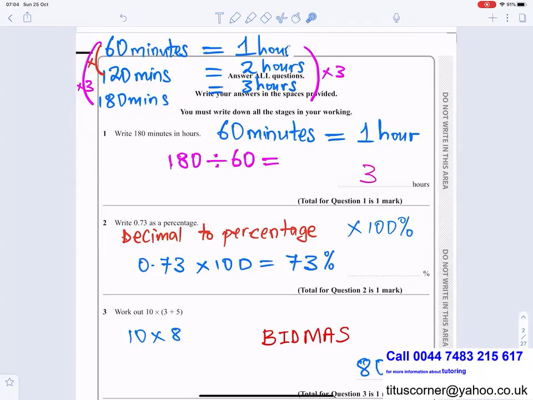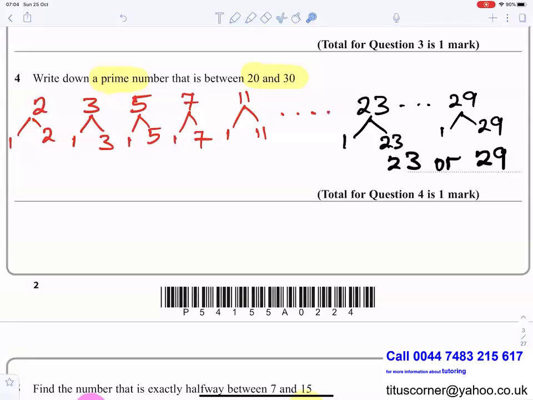for question number 3. Question number 4. Write down a prime number that is between 20 and 30. First thing you want to think of is, what is a prime number? A prime number is a number that has 2 factors, 1 and itself. For example, 2, which is the only even prime number, 1 and 2, 3, 1 and 3, 5, 1 and 5, 7, 1 and 7, 11, 1 and 11.